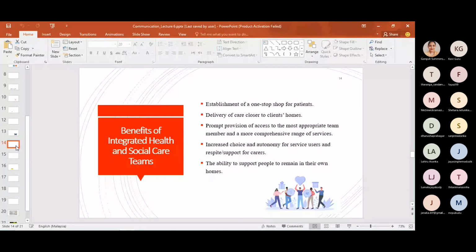Okay, so now we are going to talk about the benefits of integrated health and social care teams. What is the meaning of the word integration? Can someone tell me the meaning of the word integration? What is integrated?